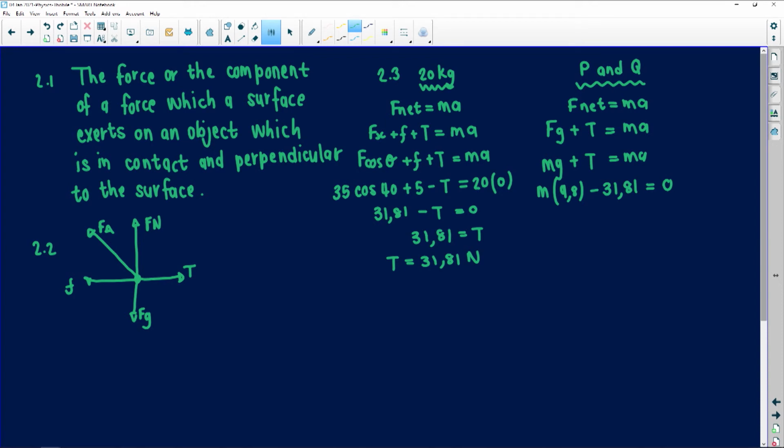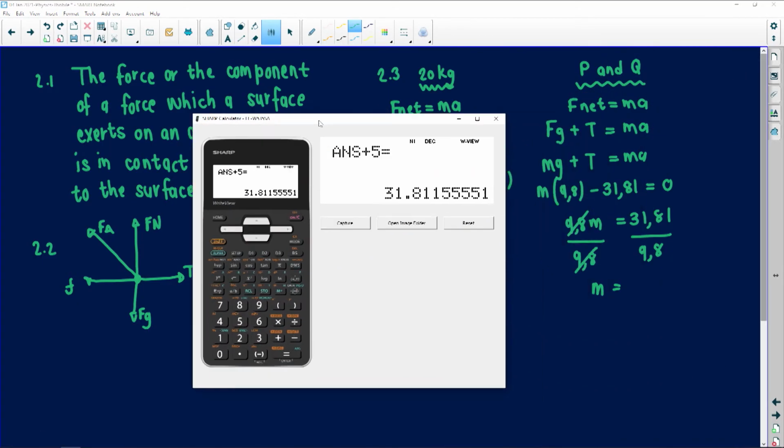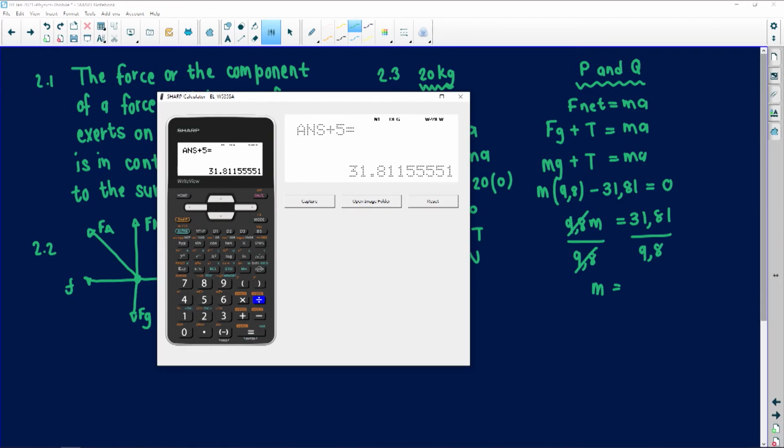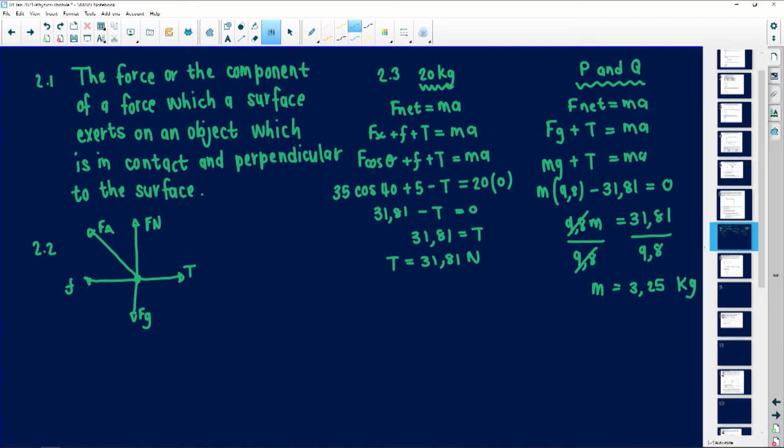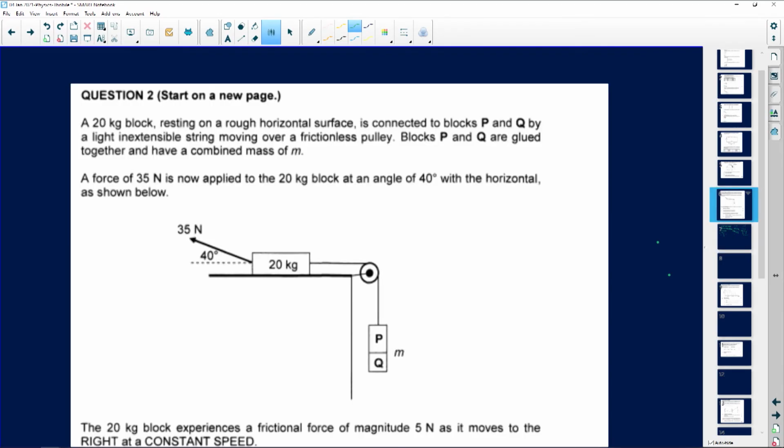I'm going to take the 31.81 to the other side. So I'm going to have 9.8m, just multiply that in, is equal to 31.81. I need to find m by itself. Mathematics, you must divide both sides by 9.8. What you do on the one side, you do the other side. This and this will cancel. And let's see what the combined masses are. So I'm going to say 31.81. I'm going to divide that by 9.8, which is the gravitational acceleration. So my mass will be 3.25. Remember, two decimal places, the 6 will change the 4 to a 5. This will be 3.25. Mass is measured in kilograms. There we are. Let's read the next one.